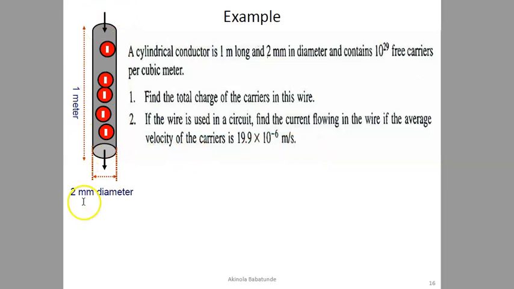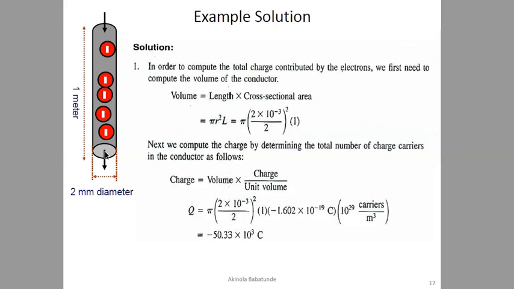This is a cylinder, as you can see. This is the length of the cylinder, 1 meter, as stated in the question, and then this is the diameter of the cylinder. It's 2 millimeters in diameter. That means the radius will be 1 millimeter. To find the total charge, we first need to find the volume of the conductor. The volume will be given as the length multiplied by the cross-sectional area. The area is given as pi r squared, and multiplying that by the length will give us the volume.